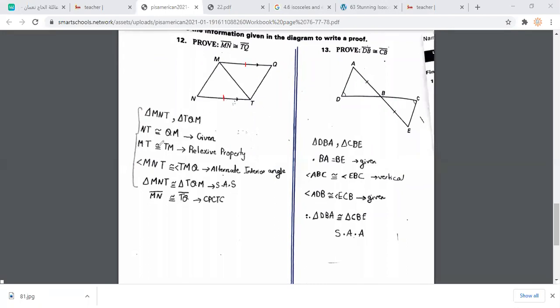And after that, MT equals MT. And we said MT equals MT. It is a reflexive property. Third, take care about the next point, please. MNT, no, this one is not correct. It should be MTN. Okay, so please correct this. MTN.